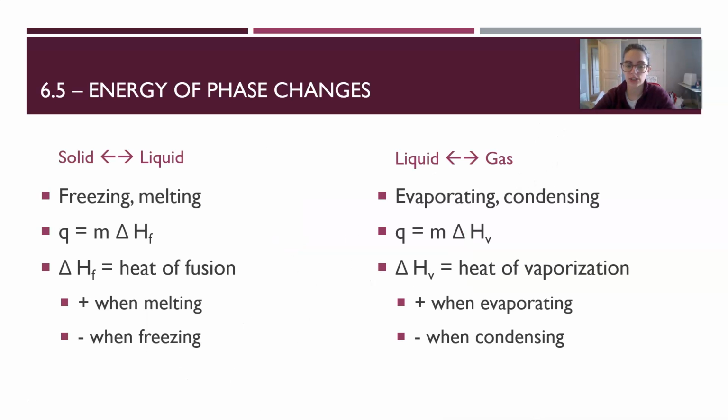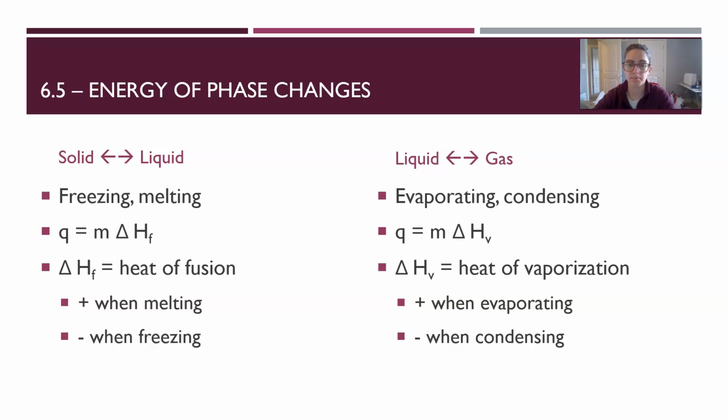The equation is essentially the same. Q, or heat, equals m times the heat of either fusion or vaporization. So this is where it depends on what change is happening. When a substance is changing between a solid and a liquid, we're going to use the heat of fusion. I always remember that because I imagine liquid particles fusing together when they become a solid. So that's how I remember to use heat of fusion.